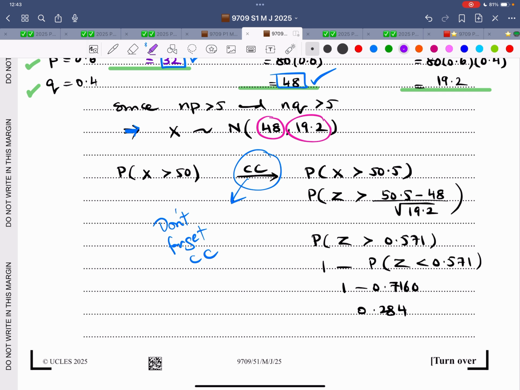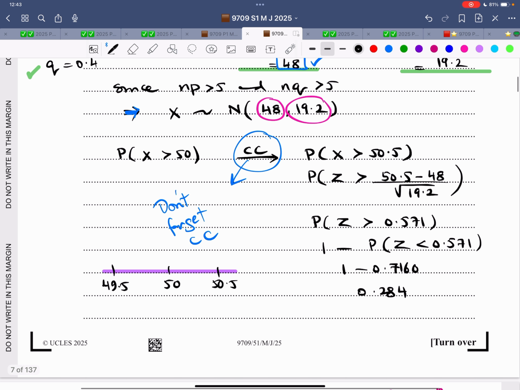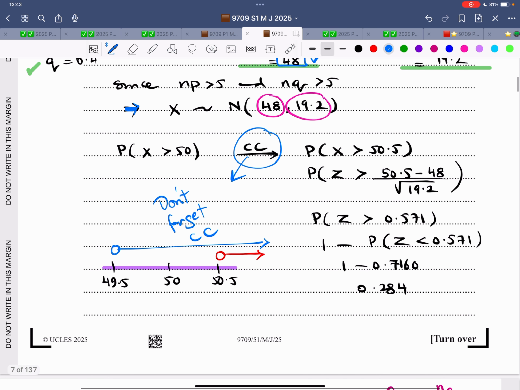Let me draw a number line over here. Let me mark the value 50. Let me mark the boundaries 50.5, 49.5. Let me write a 4 in a nice manner. Let me draw two number lines. One in red color, that's going this way. One in blue color, that is going this way. 50 is not inclusive, so therefore I'll choose this one. 50 is not inclusive. So therefore, greater than 50.5, standardize, you get this thing.